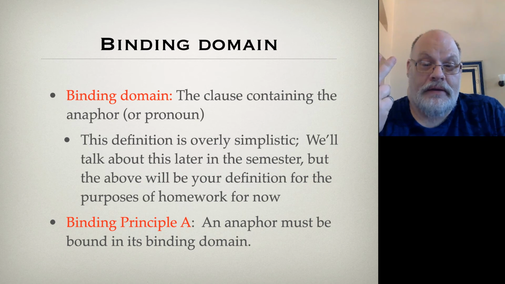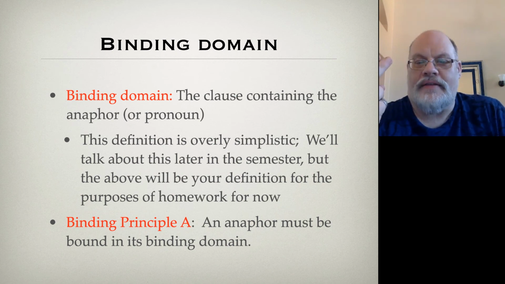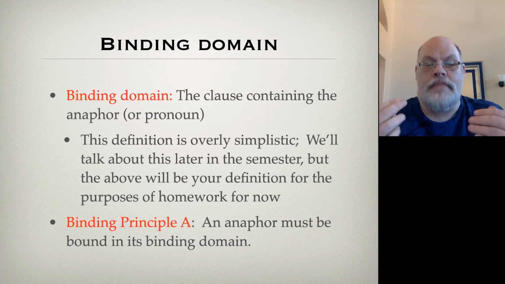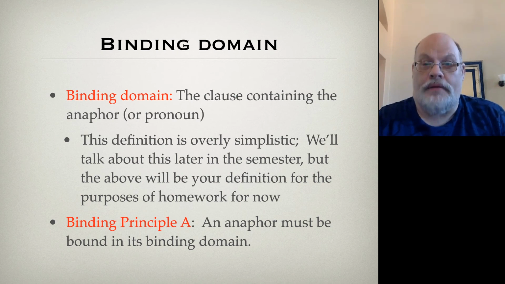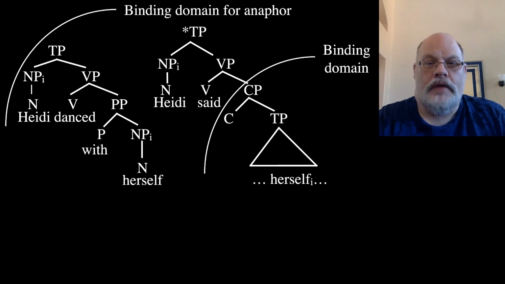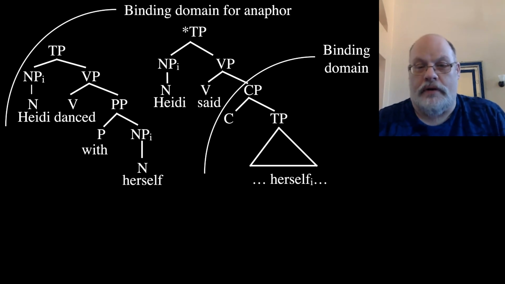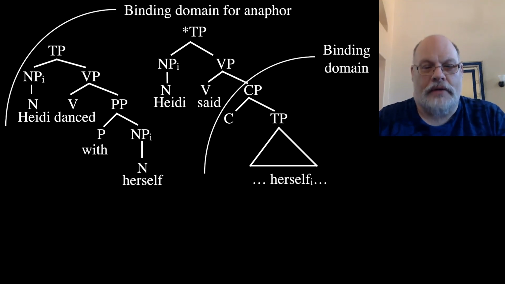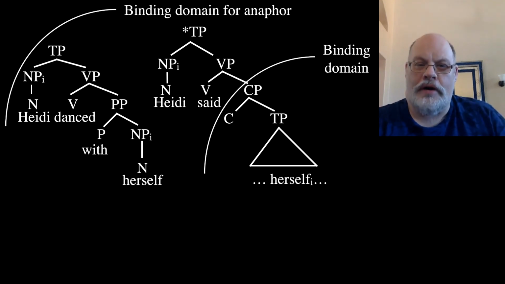That defines binding. So if an anaphor finds an item that it is C-commanded with and co-indexed with, then we say it's bound. But even more restrictively than that, it must be bound within the clause that contains it. It must be bound within its binding domain. So compare these sentences. Heidi danced with herself, and Heidi said that herself danced with Art. The first one is grammatical, the second one is ungrammatical. So let's run through our conditions.